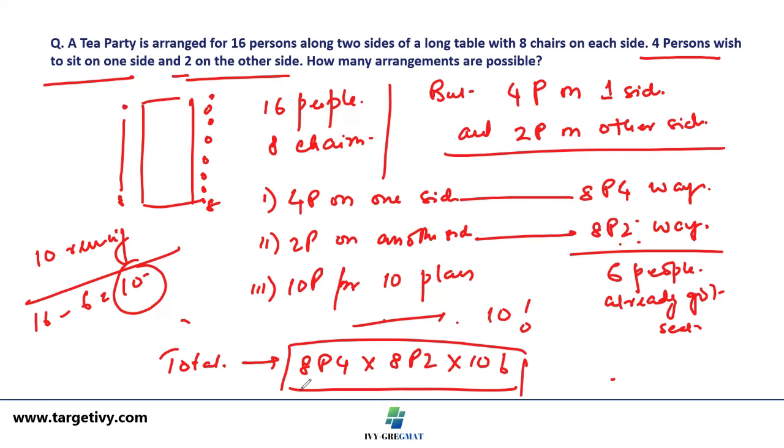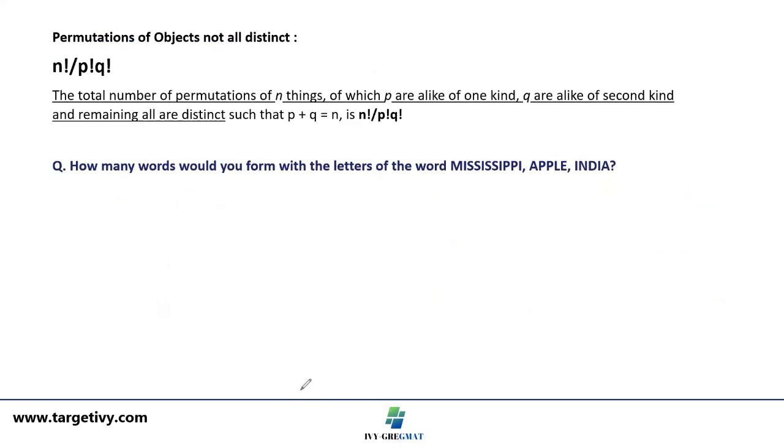Okay. Let's go to the next one and see. Another variation, permutation of objects, not all distinct. We've got a formula here. The total number of permutations of n things when P are alike of one kind, Q are of another kind, and the remaining are distinct. So it is not necessary that they are all different. They may be the same. So let's take an example. How many words can you form with letters in the word Mississippi?